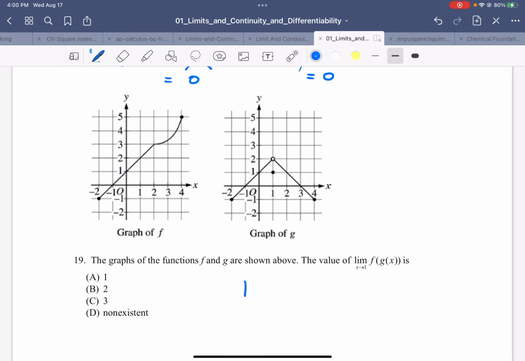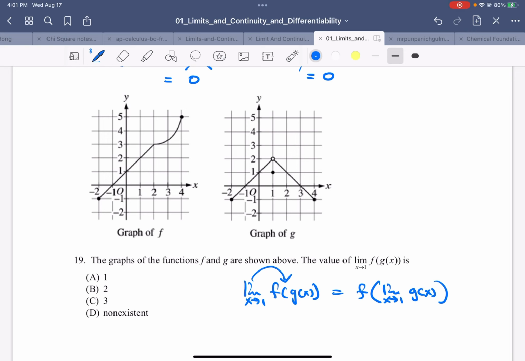So you can do this way. Limit x equals to 1 f of g of x. You can take the limit inside. So f of limit x equals to 1 g of x. The reason why I put limit inside, because you're going to do that inside first. Okay? Those we call composite function.